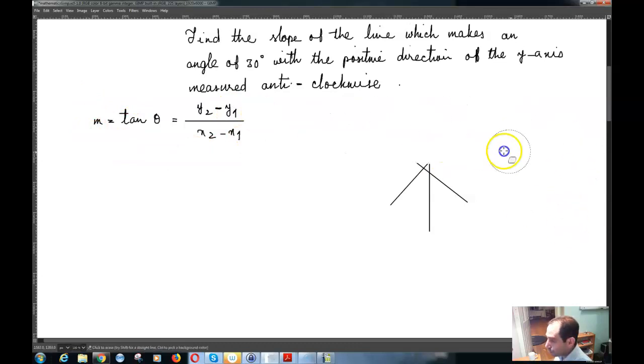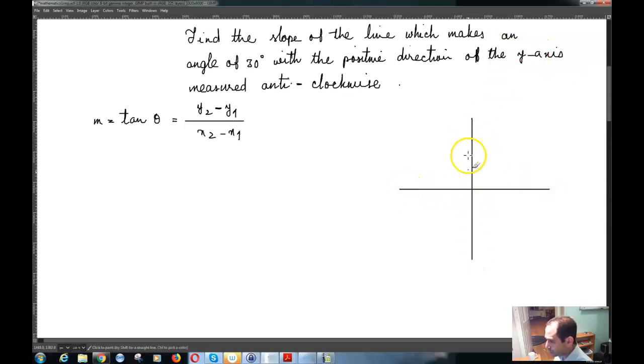Now what we have in this question is that we want to find the slope of the line which makes an angle of 30 degrees with the positive direction of the y-axis. The positive direction of the y-axis is basically this.